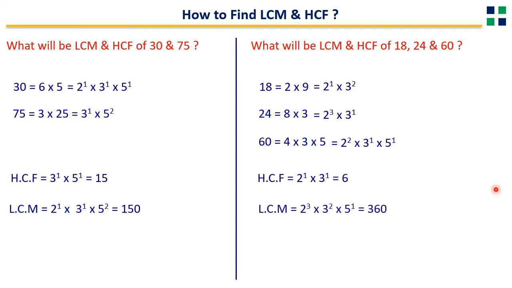When I want to take the least common multiple, I will take 2 cube, the largest power of 2. I will take the largest power of 3, that is 3 square, and I will take 5 also here. That is the least common multiple, which comes out to be 360. So here we have learned how to find LCM and HCF by the method of long division, and also by the method of factorization. Let us move ahead.